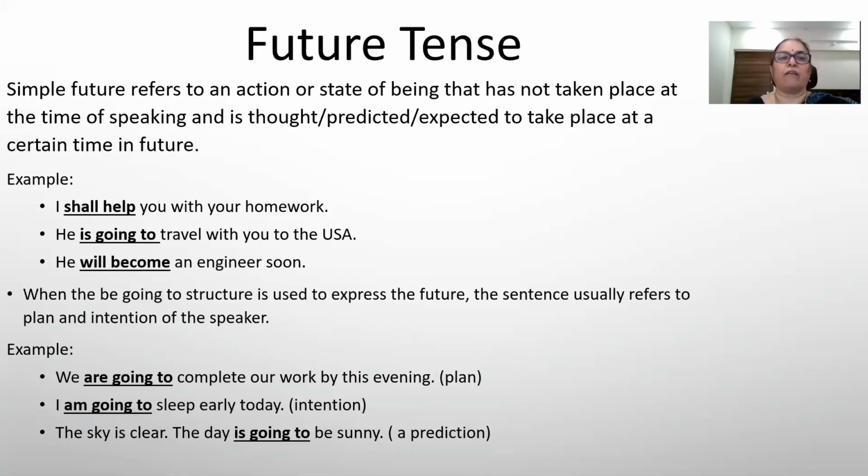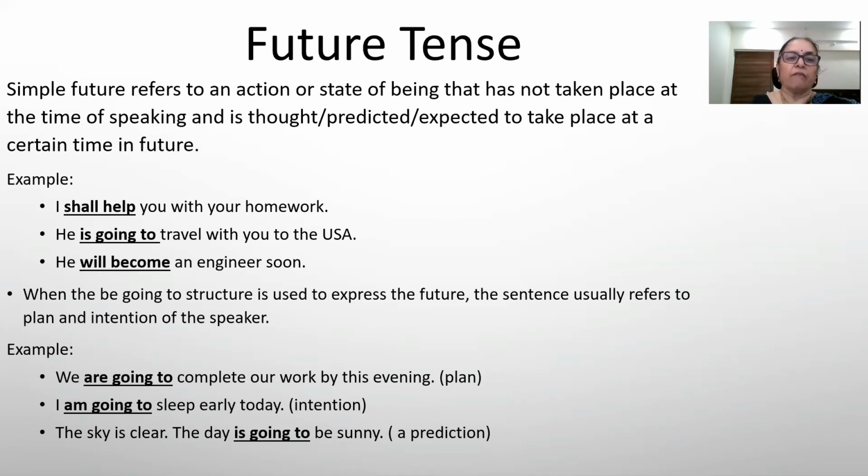He is going to travel with you to the USA. He is going to travel. Will or shall is not used, but again "he is going to" is also telling something which will happen in future. He will become an engineer soon. So he is still studying now, but in future he will become an engineer. When the "be going to" structure is used to express the future, the sentence usually refers to a plan or intention of the speaker. He is going to travel. His plan, his intention, is to travel with you to the USA.